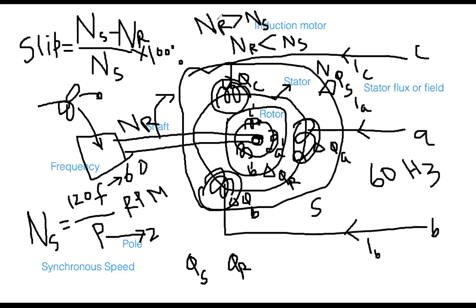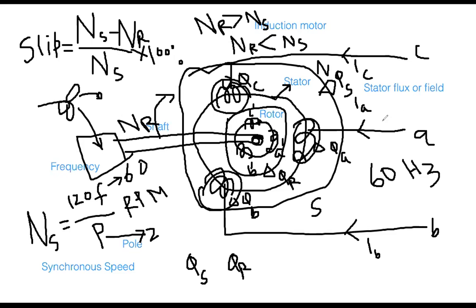Now, if you make NR greater than NS, then look at this equation, the slip definition, you will be getting a negative value, you see, because this term is larger than this term. So slip will be negative. So if this is the condition, NR greater than NS, then this will not work as a motor. This will start working as a generator. In that case, you will call this an induction generator.